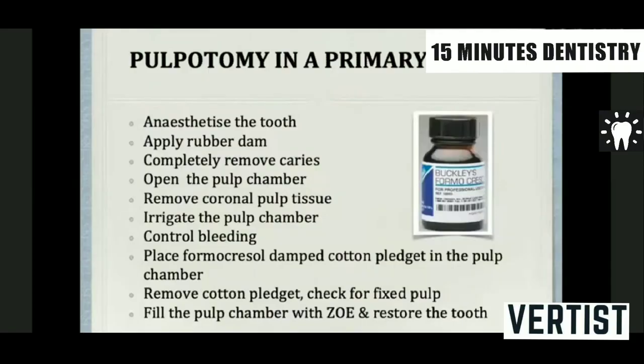Okay. Then we'll continue with the pulpotomy in a primary tooth with Buckley's Formocresol, that is the 20%, the 1/5 concentration which is usually used. First is to anesthetize the tooth, and application of rubber dam is a must. Then completely remove the caries, open the pulp chamber, remove the coronal pulp tissue, irrigate the pulp chamber, preferably with sodium hypochlorite, control the bleeding with a moist cotton pellet, place a Formocresol-dampened cotton pellet into the pulp chamber, remove the cotton pellet, check for the fixed pulp, and follow with the restoration.